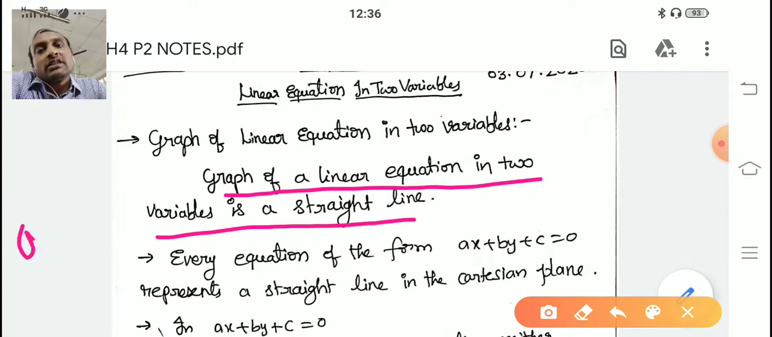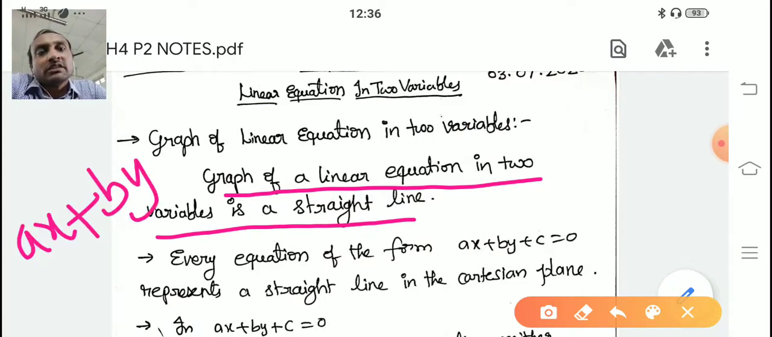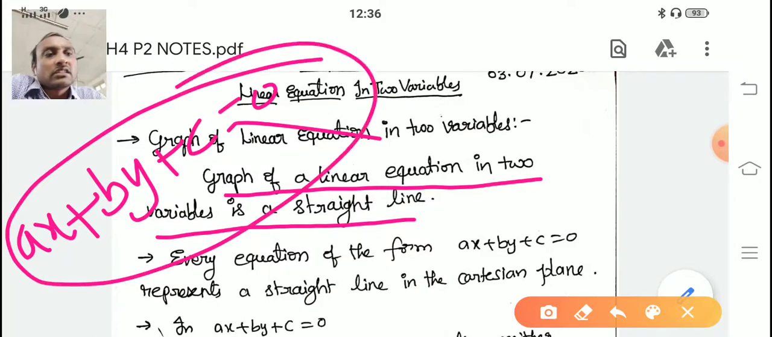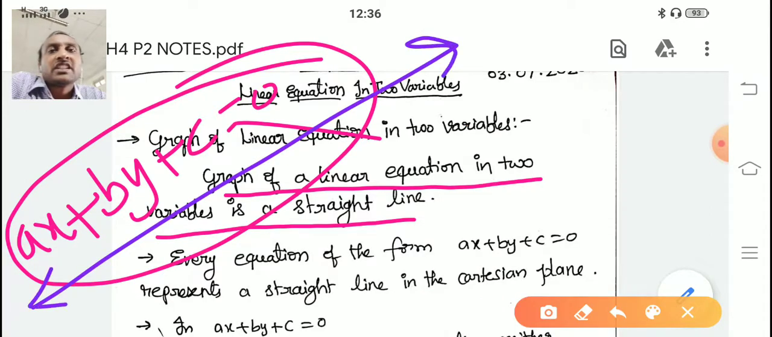Whatever linear equations we are seeing, ax plus by plus c equal to 0, the geometrical representation of this algebraic equation is a straight line. Indirectly, we can show it on the graph as a straight line. How to show it like that, I will explain with certain examples. Before that, I need to explain certain points. Try to understand the points. After that, with examples you will get more clarity on these graphs.